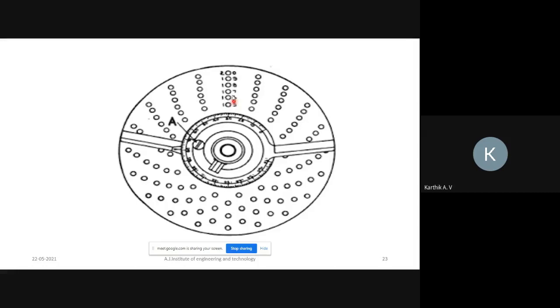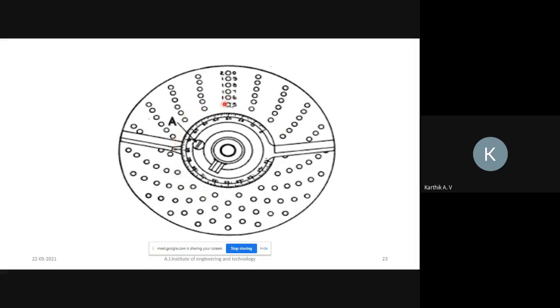Here you can observe the numbers. What is this number? 1 as well as 5, right? So in total it is called 15. 15 indicates that in that circle a total of 15 holes are there. Okay, 15. So here a total of 15 holes are there.